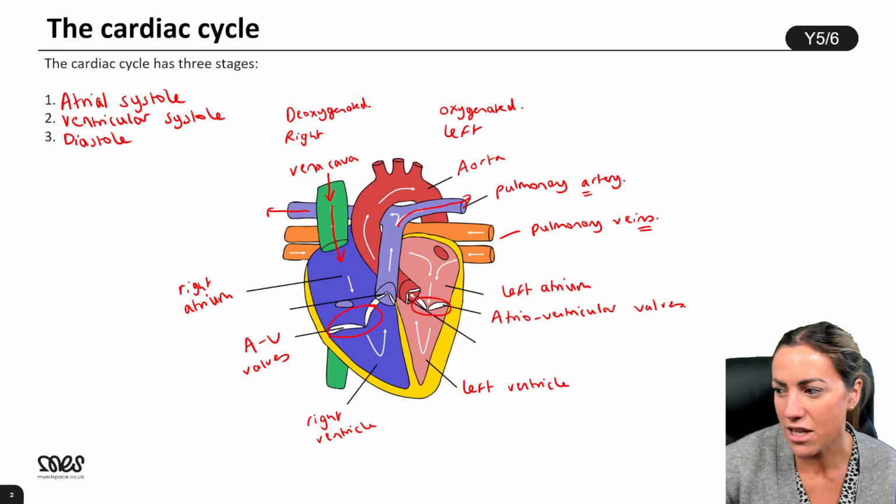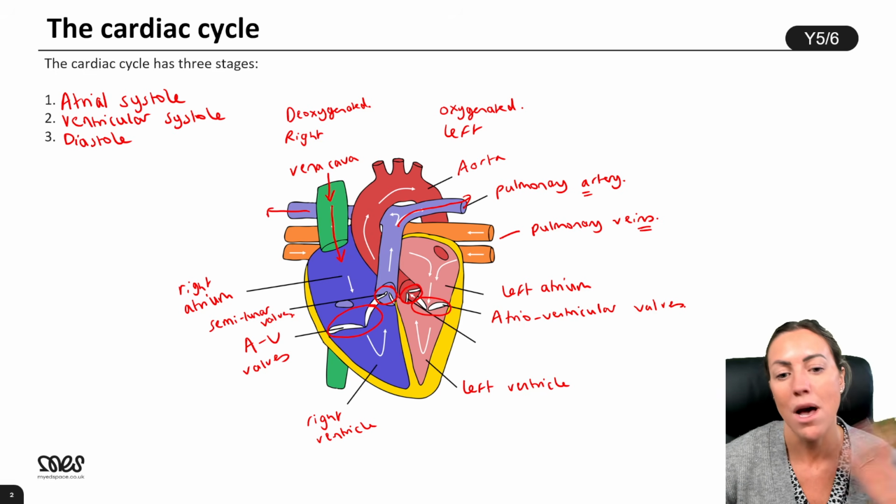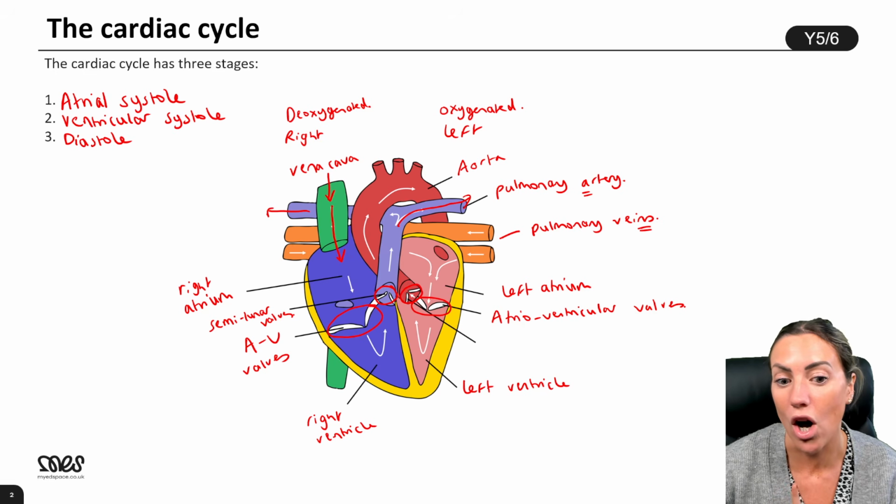And then you've got this set of valves here. You've got valves at the base of the pulmonary artery and valves at the base of the aorta, and these are the semilunar valves. And again, you've got two sets of them, one at the base of each of those arteries.